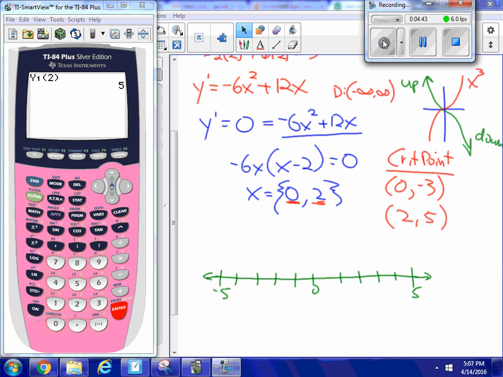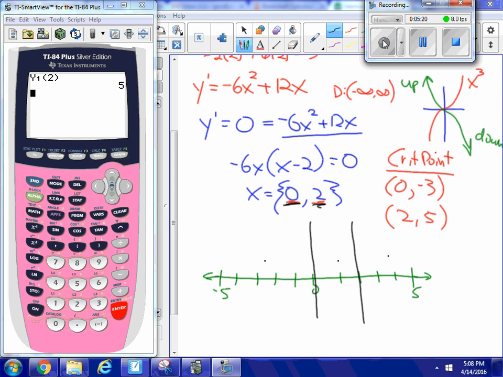Now my task is to use the first derivative test to determine where I have extrema, local and absolute. And to do that, I need to divide my number line into intervals. And the intervals are divided by where I have my critical points. So I have a critical point right here at x equals 0, and another critical point at x equals 2. So I am dividing my number line into 3 intervals: 1, 2, and 3.